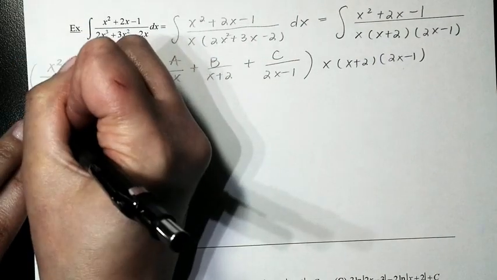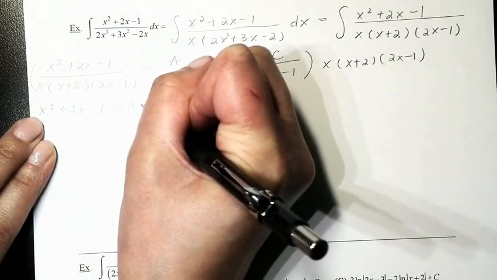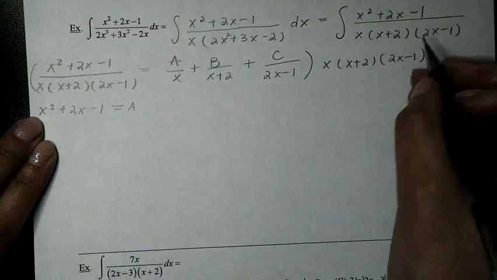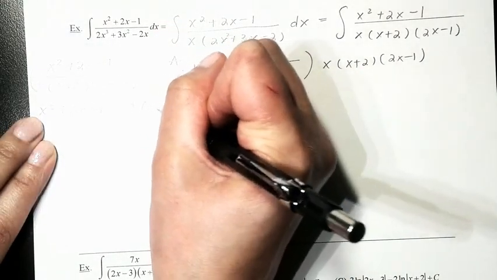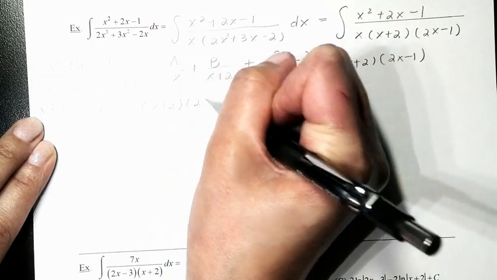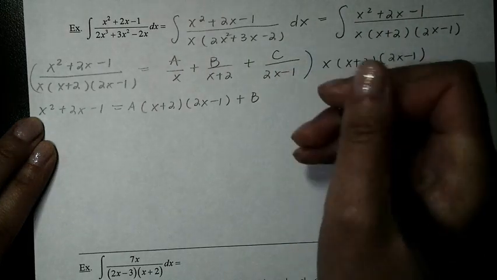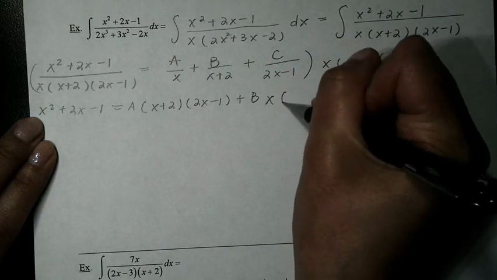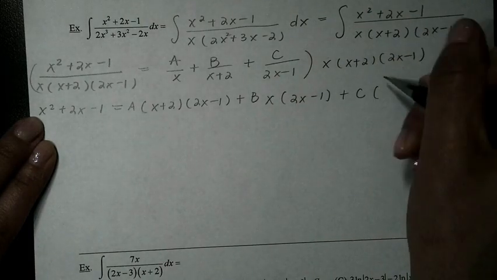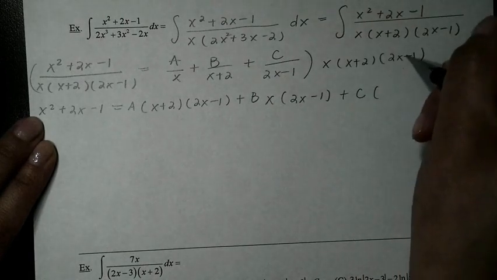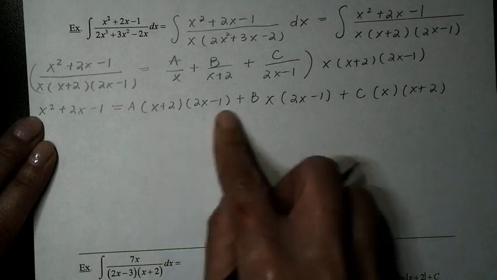What are you going to do here? x squared plus 2x minus 1 is going to be equal to a times this one. Since you are multiplying all this, the only one that cancels is the x, so you have that a is going to be times x plus 2 times 2x minus 1. For the b, the only one that cancels is the x plus 2, so the x and the 2x minus 1 stay. Then you have the plus c, where everything cancels except the 2x minus 1, but the x and the x plus 2 stay. So you have a situation like this.